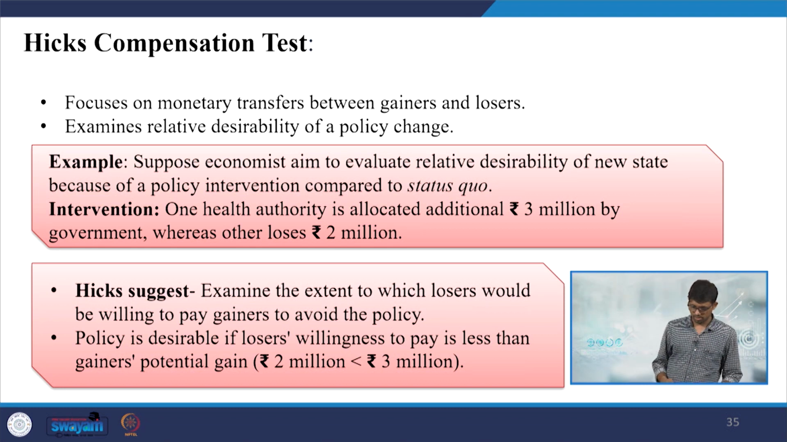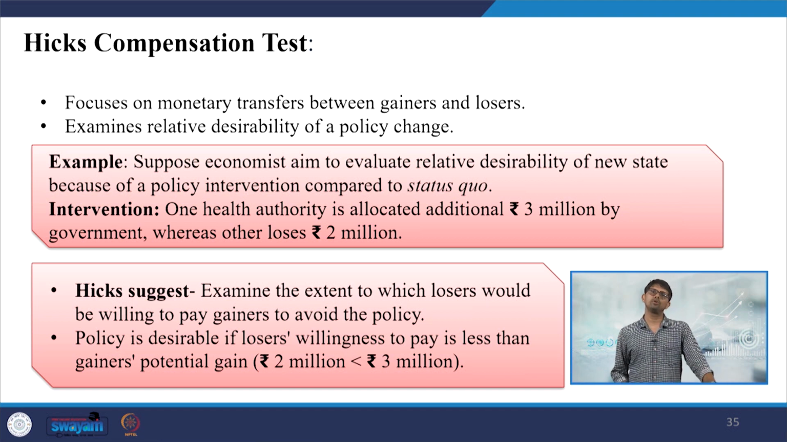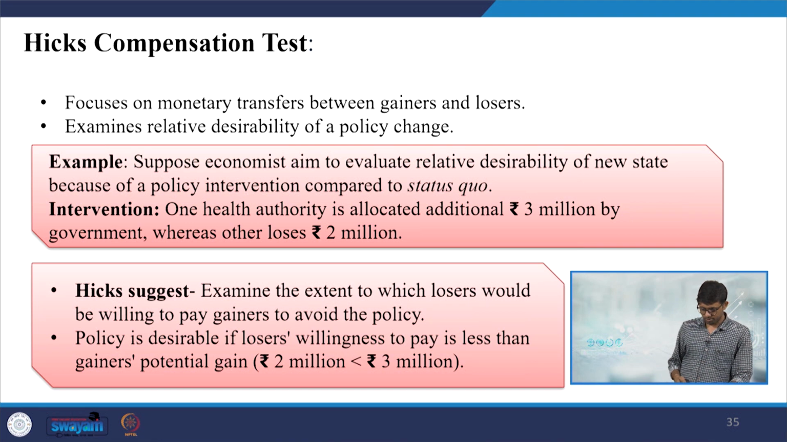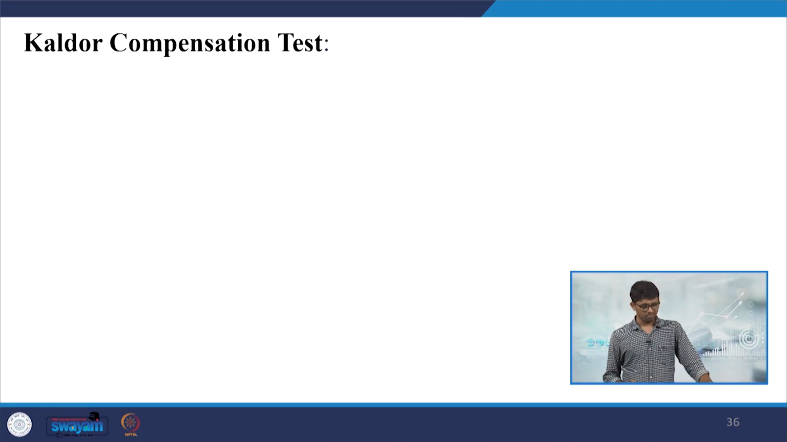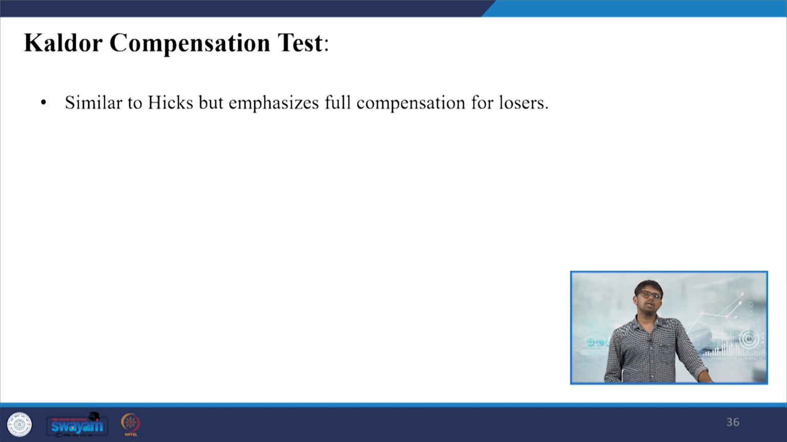That is why the authority is allocated an amount. Hence, the amount to be compensated should be equivalent. Then only will there be justice between the two parties to have the best bundle. But up to 3 million, I think the policy is considered to be desirable. Whereas the Kaldor compensation test is similar to that of Hicks. It emphasizes full compensation for the losers.